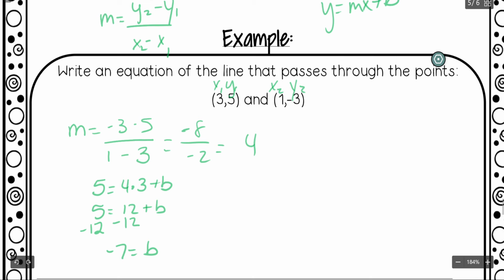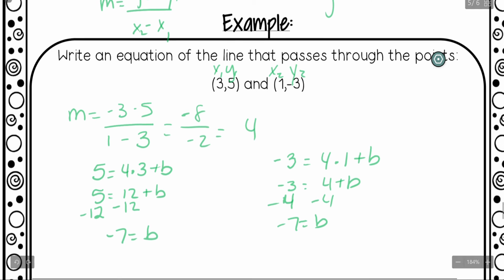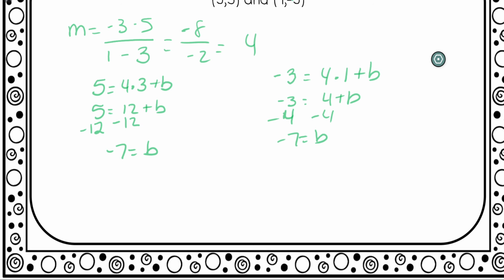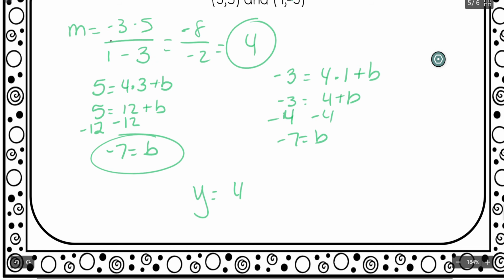Now, how about if you choose the other ordered pair? Same thing. -3 is equal to 4 times 1 plus b. -3 is equal to 4 plus b, minus your 4 gives you -7 for b. As you can tell, you can get the same answer from either ordered pair. Plug in your b and your slope, so y is equal to 4x minus 7.